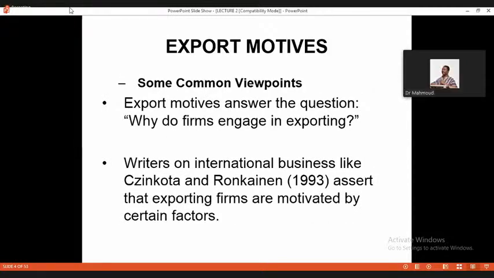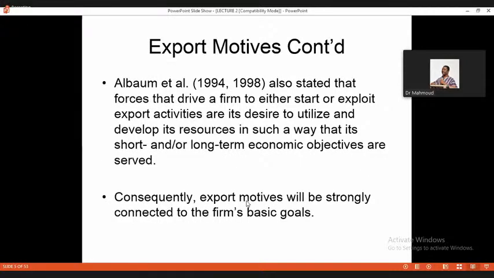Now, the export motives. Export motives answer the question, why do firms engage in exporting? And there are writers like Czinkota and Ronkainen, who say there are certain factors that will push us to want to go out there. Albaum and Duerr also talk about some factors.